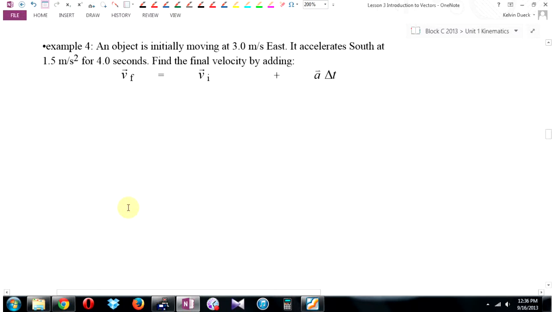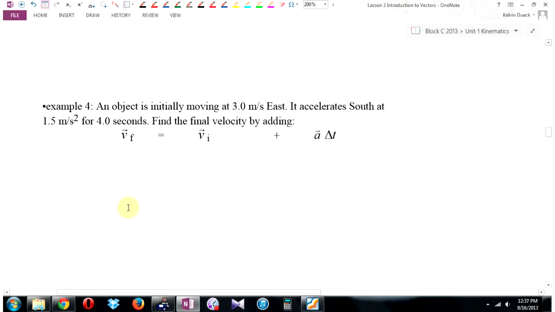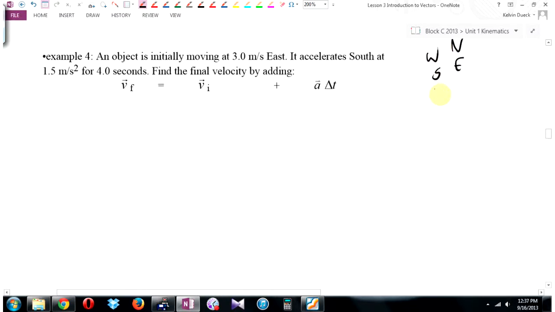Let's do some physics 12. Now, as an equation here, you can see good old VF equals VI plus A delta T. But read along with me. It says, an object is initially moving at 3 meters per second east. Did they give me north, east, south, west? Draw the little compass rose so you don't make a silly mistake. It's initially moving at 3 meters per second due east. It accelerates south at 1.5 meters per second squared for 4 seconds. Find V final by using vector V final equals vector V1 plus vector A times T.